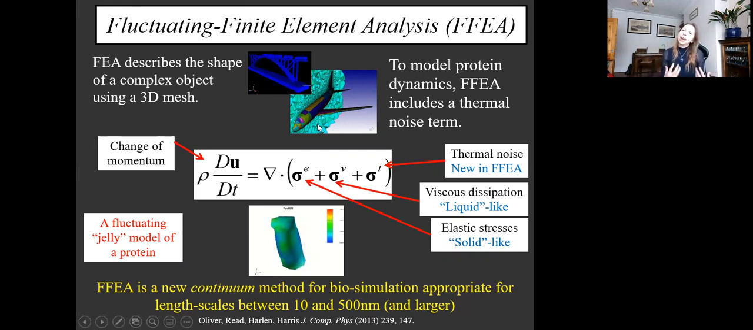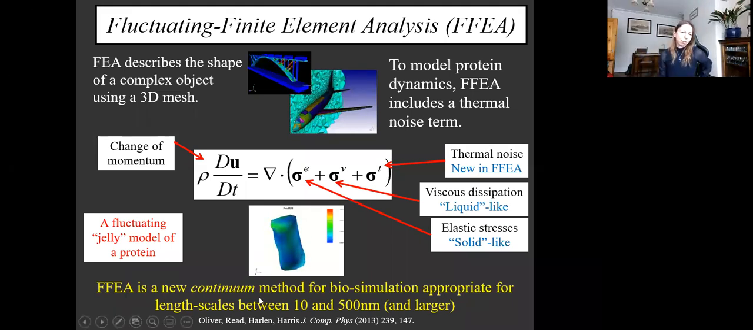But what we've done is we've added thermal noise. Normally when you do modeling, you go from the bottom up. You start with quantum mechanics and you make it bigger. We've done it the other way around. We started from the macroscopic, and by adding thermal noise, we've shrunk it down.